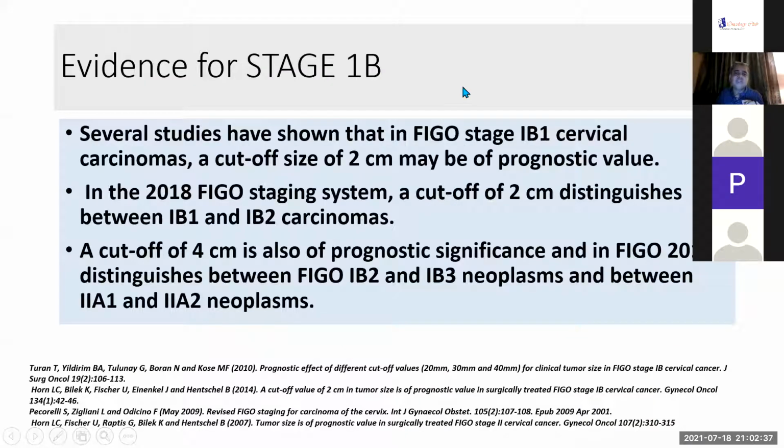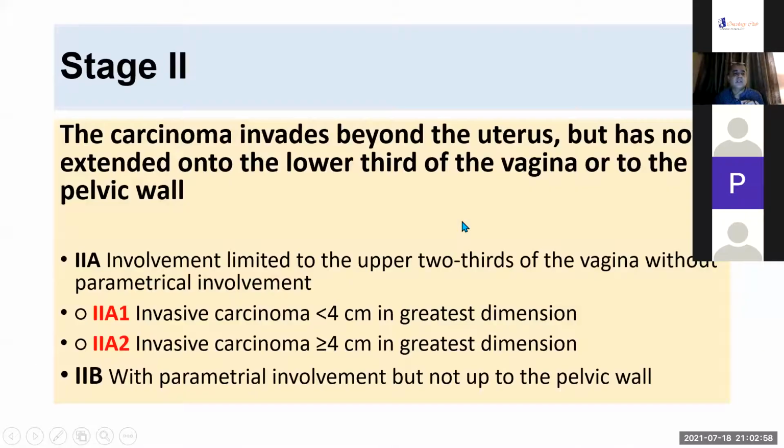So is there evidence to divide? Why did FIGO go ahead and divide stage 1B? So they have shown, there are several studies. I have put in some of the references here. They've shown that the FIGO stage 1B1 cutoff of 2 cm may be of prognostic value. And they've done several studies to show that 1B has to be segregated into 1B1, 1B2, and 1B3 neoplasms.